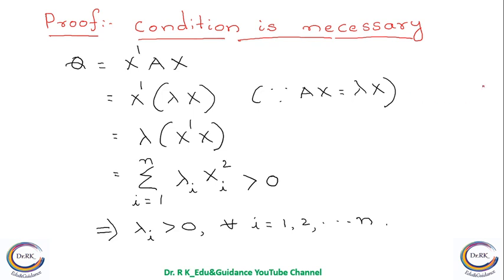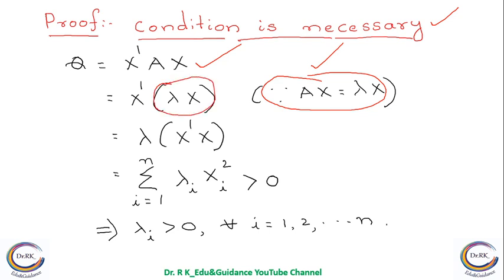So how to prove? First, the condition is necessary. If we take Q, a quadratic form of the form X transpose AX, and as the eigenvalues and eigenvectors are mentioned, we immediately recall Ax equal to lambda x. Then X transpose Ax can be replaced by X transpose lambda x. Lambda is a scalar, so we can take lambda outside. Then what we get is X transpose X.